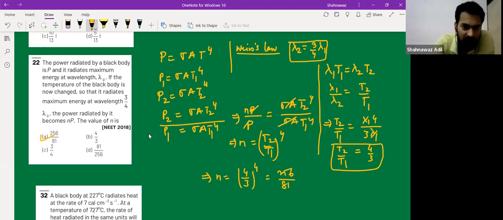Okay, so any question in this problem? Anyone? Any question in this problem?